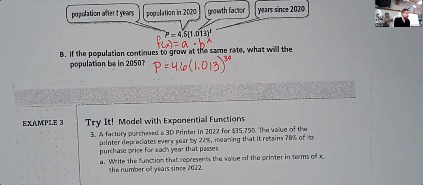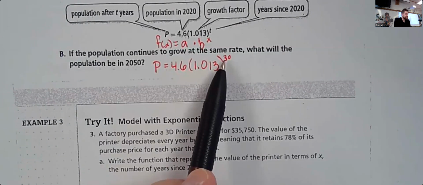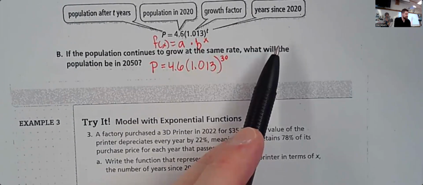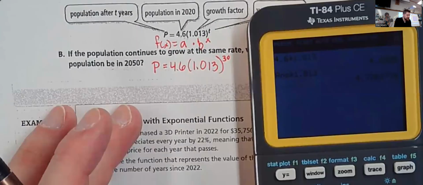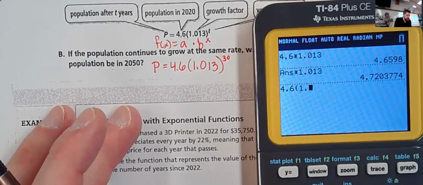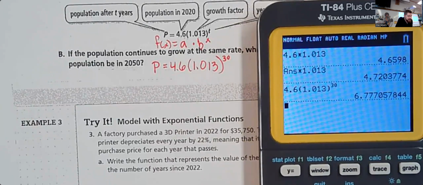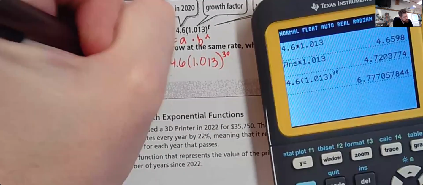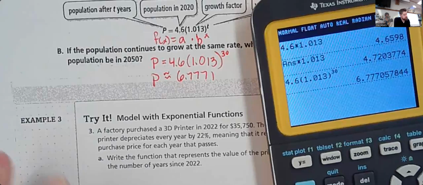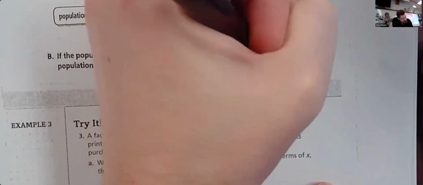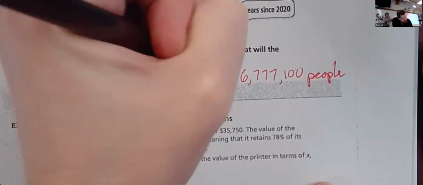Always check the context of the problem. Because if you actually type in the year 2050 here, that's 2050 years after the year 2020. That's much later than what we want. So, let's type it in. 4.6, 1.013, exponent of 30. We're looking at about 6.7771 million people, or 6,777,100 people.